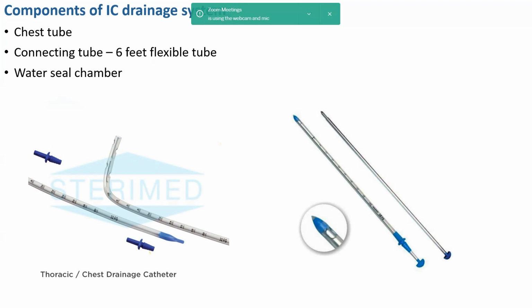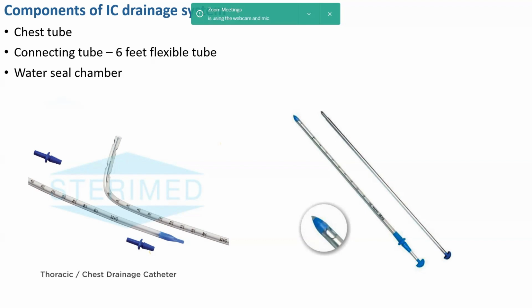So these are the basic components of the conventional underwater seal IC tube drainage system. We have a tube, and there are different types of tube. The right side one is the one with the trocar, but we don't use it much. The other ones are the tubes that we use. There are curved tubes as well as straight tubes.